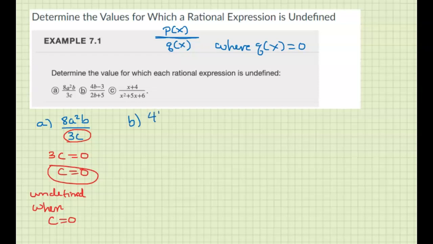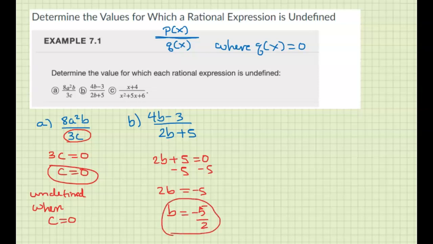For B, we have 4b minus 3 over 2b plus 5. So you're going to take the denominator, 2b plus 5, and make an equation out of it equal to 0, and solve. Subtract 5 from both sides. 2b equals negative 5, so b equals negative 5 over 2. So this is where this rational expression is undefined. If I plugged in b equals negative 5 over 2, I'm going to get a number on top divided by 0. So it's like, can't do that.